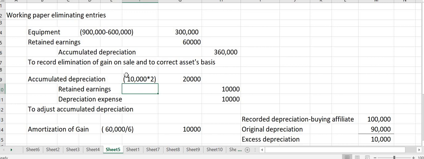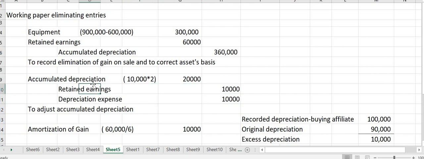So therefore, we are now in the second year, so we have 20,000. And then the depreciation, since it is a gain on sale, we have an excess depreciation of 10,000 every year. So the previous year's excess depreciation will be credited to retained earnings, because the depreciation is overstated every year. That's why the net income is understated due to the excess depreciation. So therefore, the excess depreciation for the previous year will be debited to retained earnings, of course.